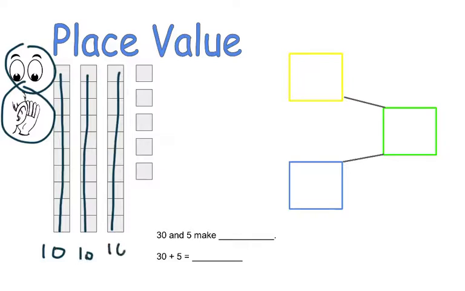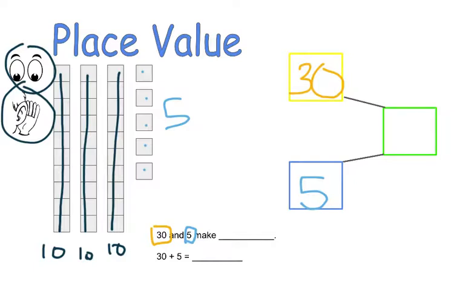So that means we have 30. So here's our 30. Actually, I'm going to do it in yellow to match our number bond. So I'm going to write 30 in our yellow part. Now I'm going to look at the ones. We have 1, 2, 3, 4, 5. Just like this. So I'm going to write 5 in our blue part.